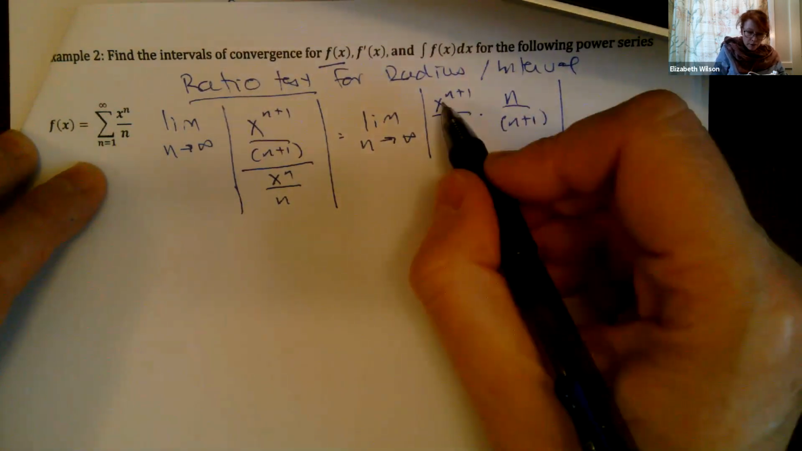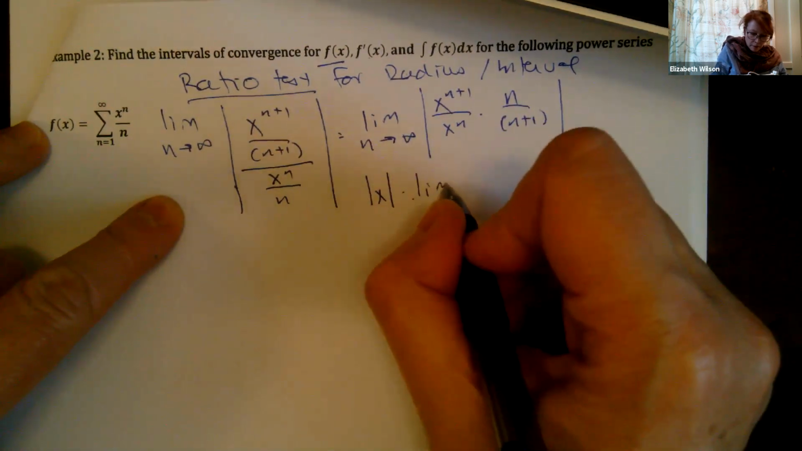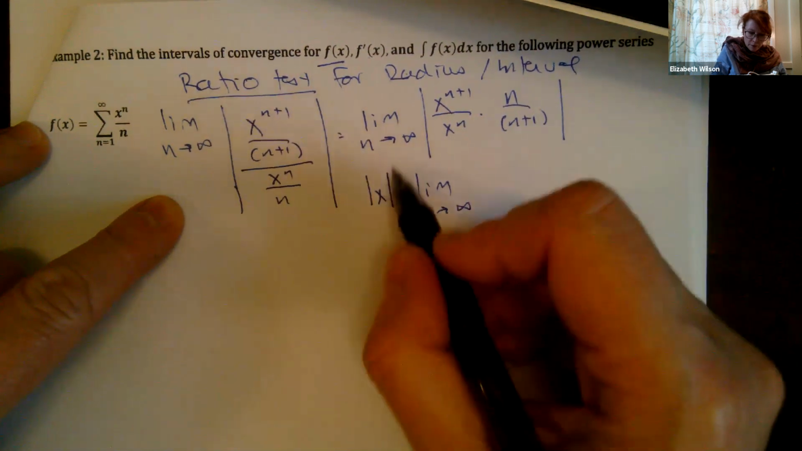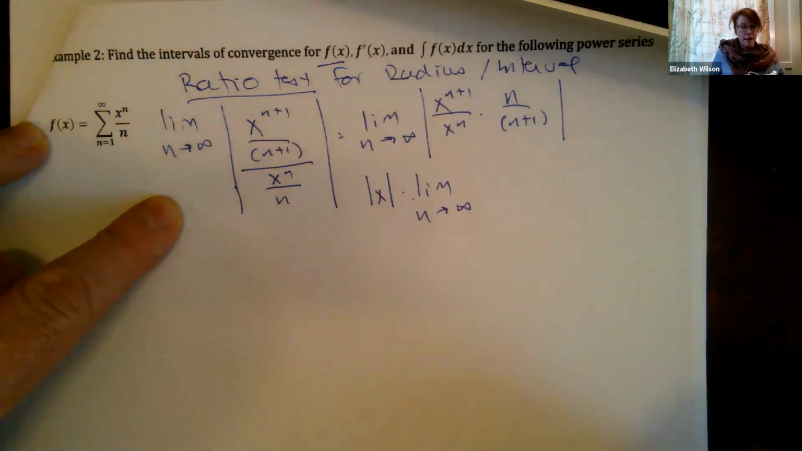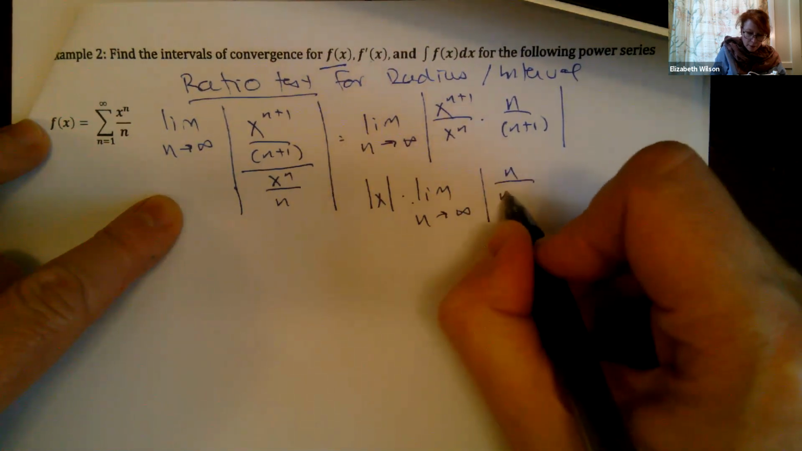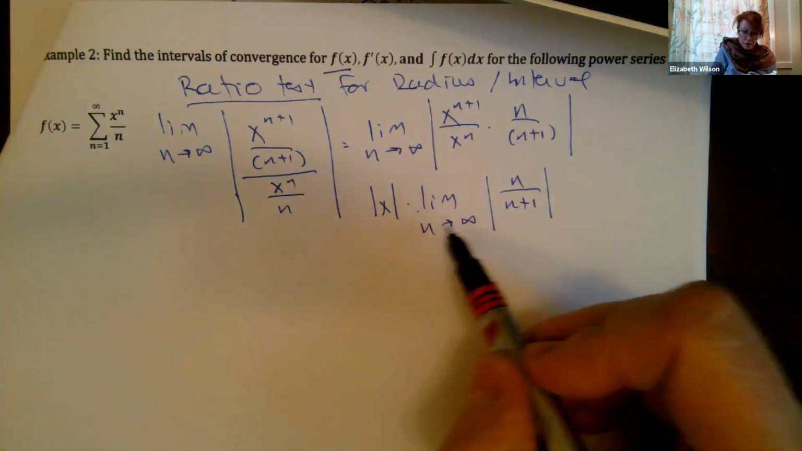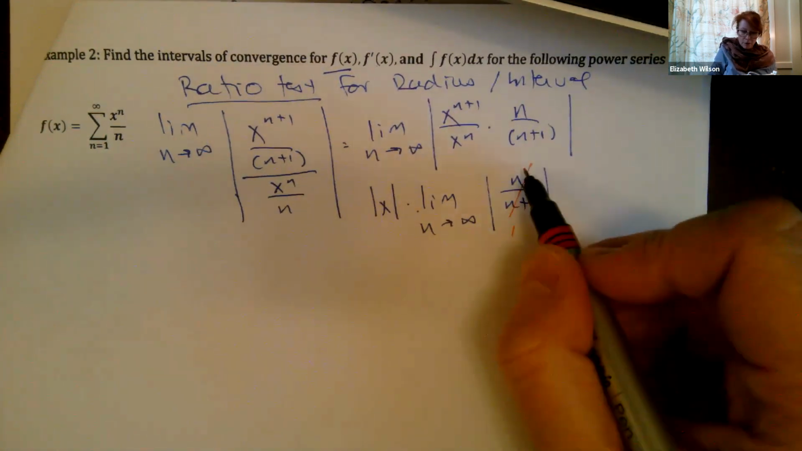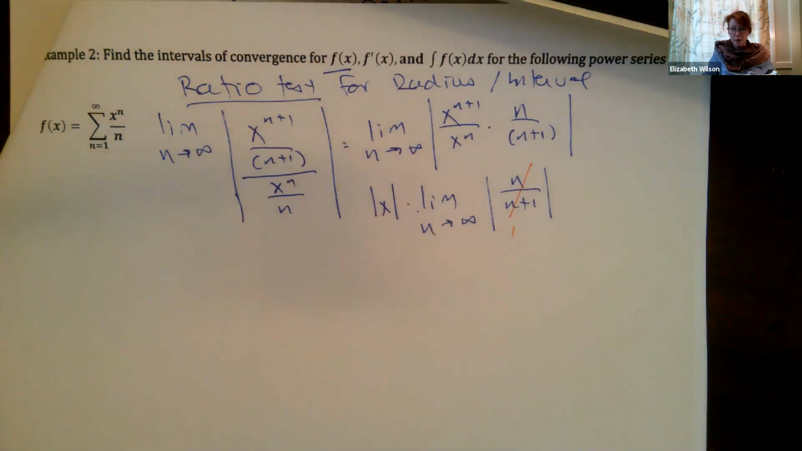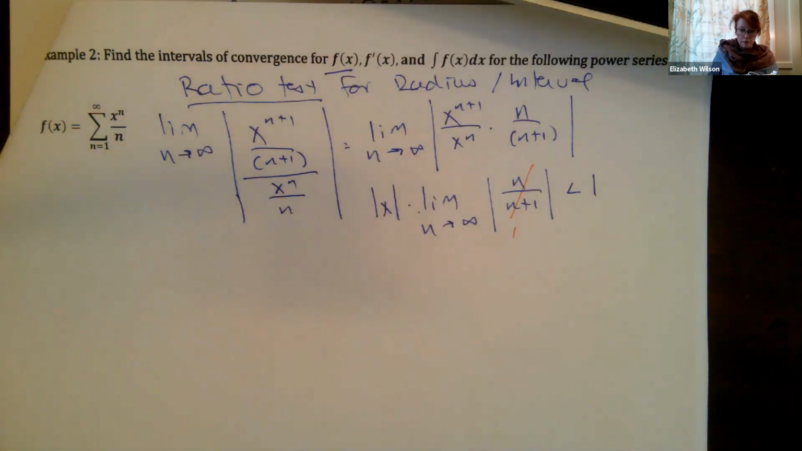So this is going to become the absolute value of x times the limit as n goes to infinity. The absolute value of x comes from this, which simplifies down to x. This is times n all over n plus 1. This limit right here, as n goes to infinity, goes to 1. Same degree, so the coefficients are going to dominate. In order for this to converge, it has to be less than 1.